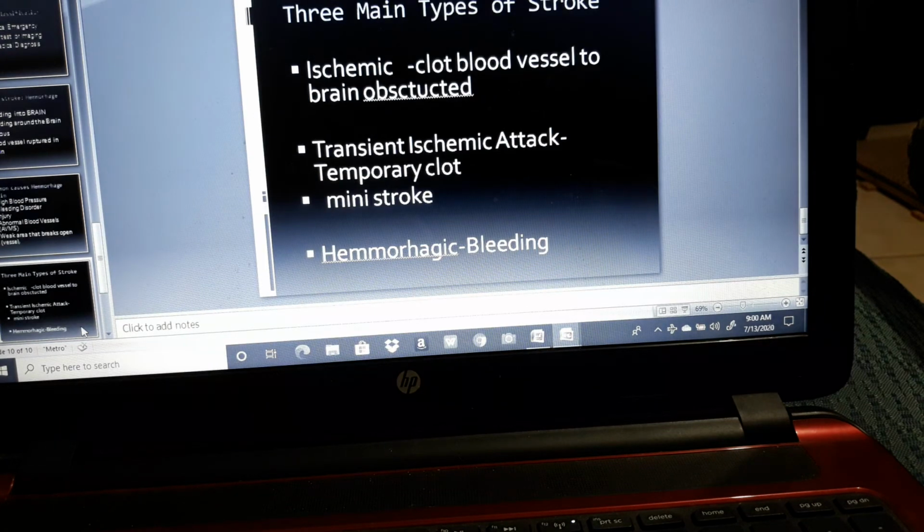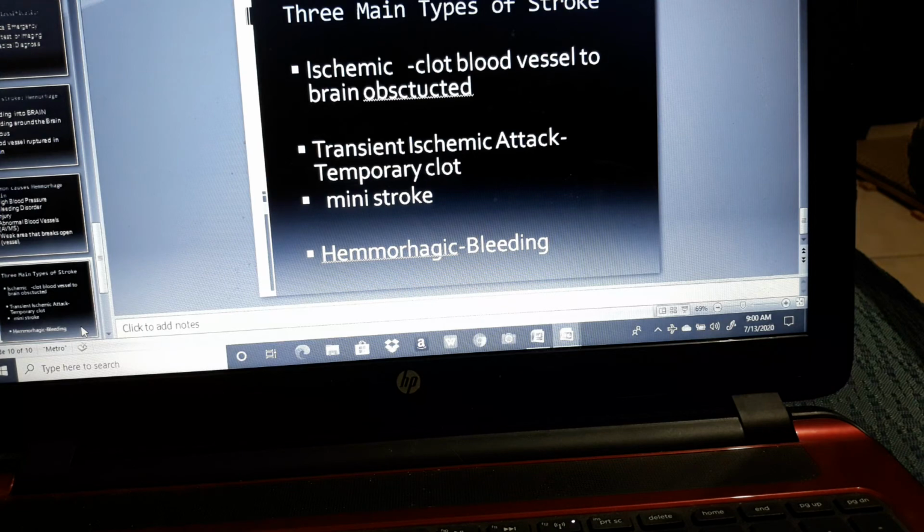We're going to review the 3 main types of stroke. One, not necessarily in the line of importance, is ischemic. It's a blood clot in the vessel to the brain, and it is obstructed. Transient ischemic attack is temporary. It's a mini stroke. And hemorrhagic is dealing with bleeding pertaining to rupture.